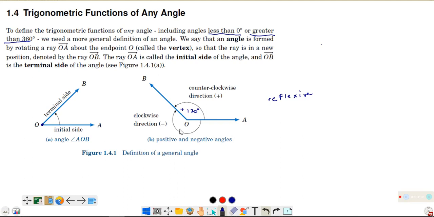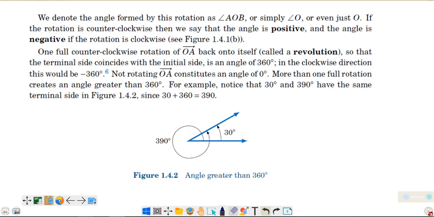So, the reflexive angle here, yung difference from 360 and 120, so about 240 degrees siya. 240 degrees. This is negative. Kasi ang direction niya ay clockwise. So, I hope that was clear. Again, the 120-degree angle that I inputted here is just an approximation. So let's continue to the other slide.